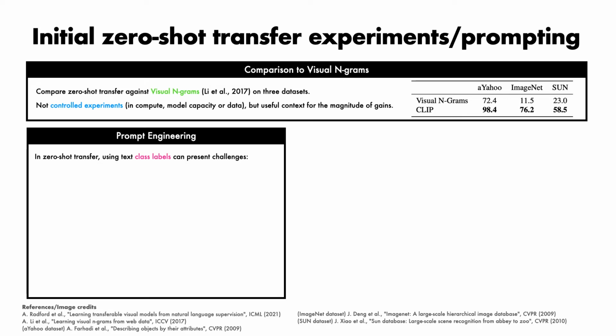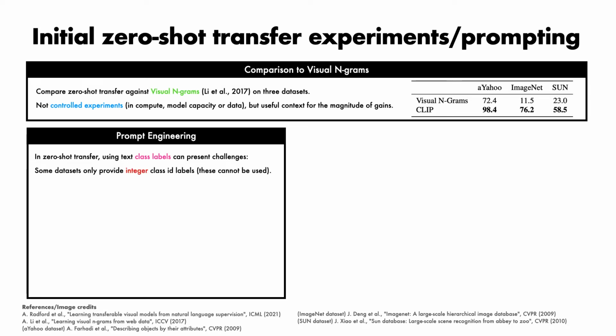It's worth noting here that these are not controlled experiments. CLIP is trained with an order of magnitude more data, with a model that requires 2 orders of magnitude more compute per prediction, and using 3 orders of magnitude more training compute, but it gives some sense of the substantial gains achieved by CLIP. One factor that becomes particularly important during zero-shot transfer is the format of the text labels associated with each image, which can present challenges.